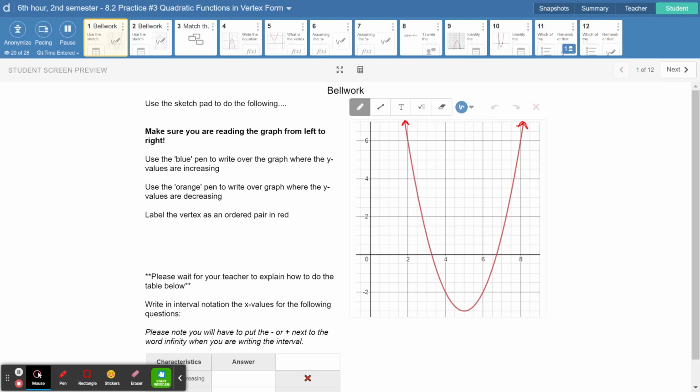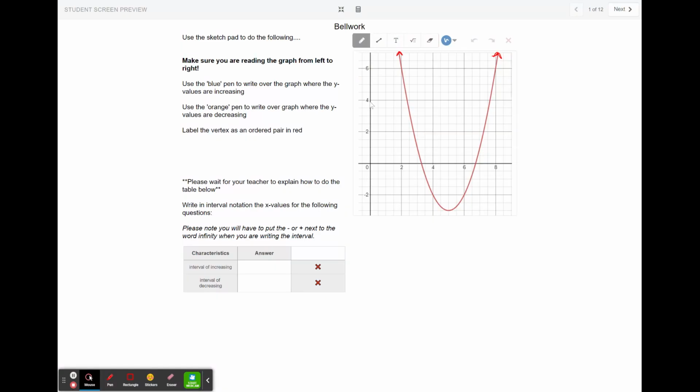So in this video, I'm going to go over 8.2 practice number 3. For bell work, what I wanted you to do was sketch the part of the graph in blue that is increasing, and then in orange, do the part that's decreasing. So the first thing you should do is draw a vertical line that cuts the graph down the middle. That's the axis of symmetry.